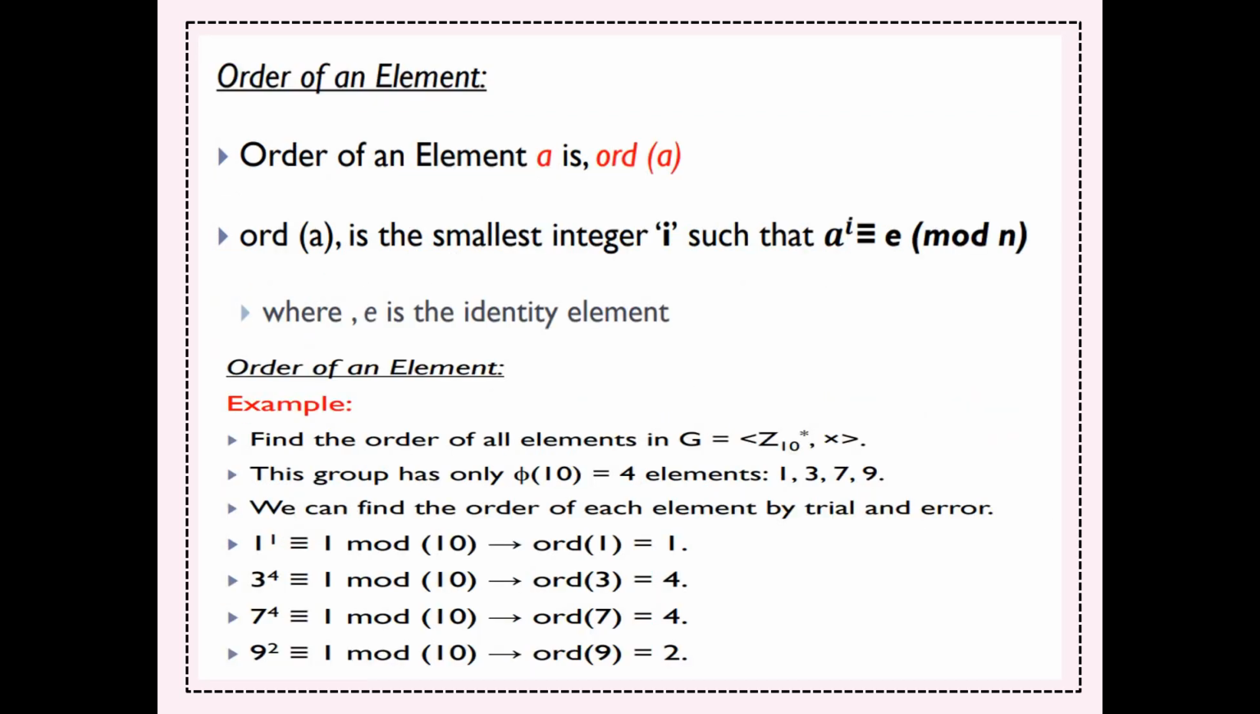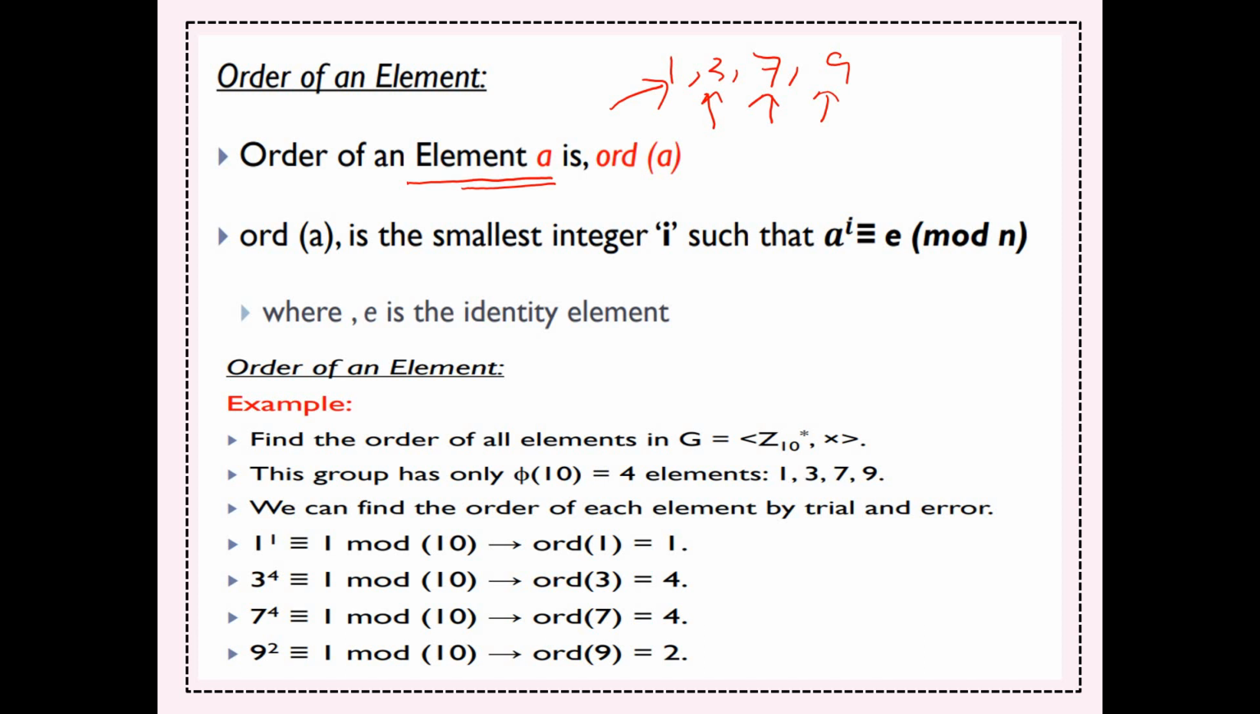order of the element, this is something new that we haven't discussed. Order of the element is usually represented by ord of a. Suppose an element set has 4 elements, 1, 3, 7 and 9. These form the elements in a certain group. Then what will be the order of the individual elements? This is what we have to consider: order of 1, order of 3, order of 7 and order of 9. That element-wise ordering is to be done using a certain formula.